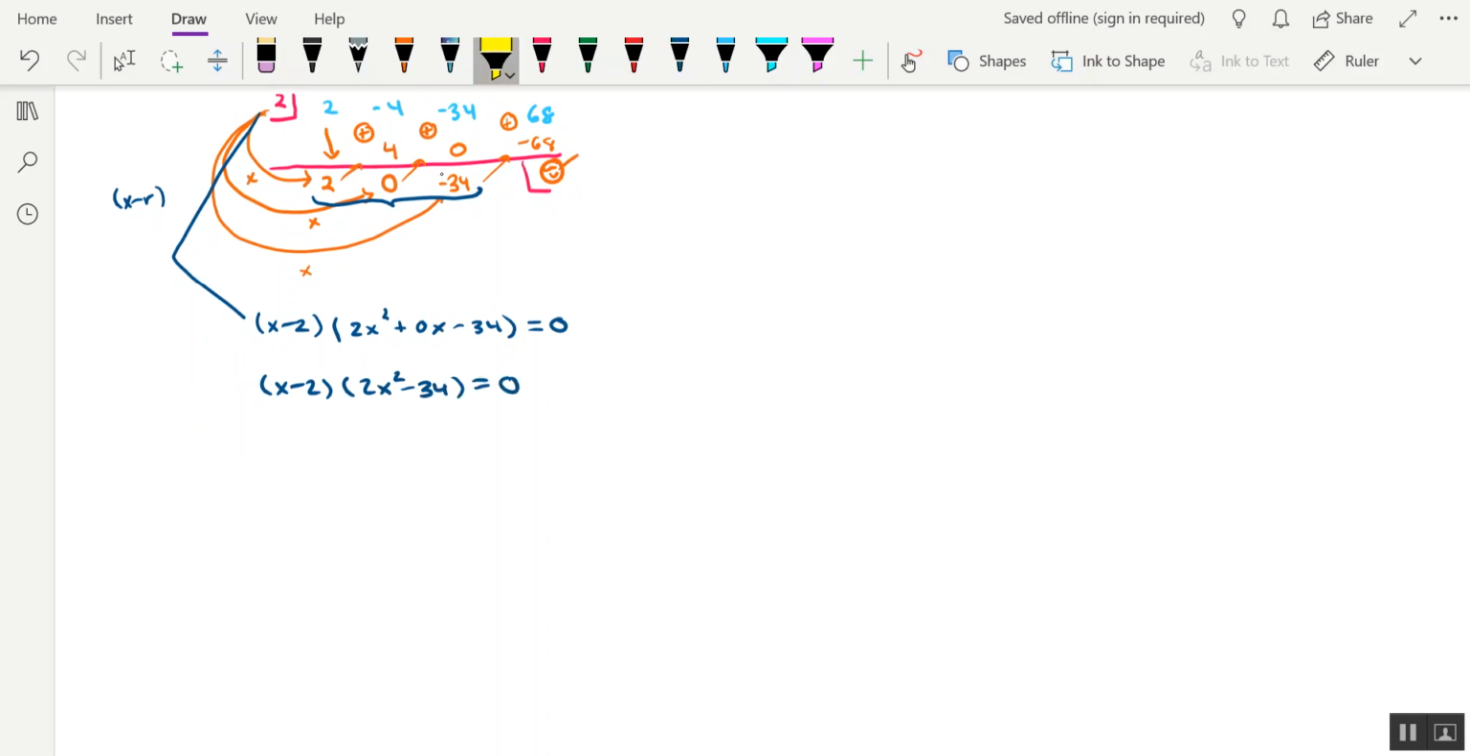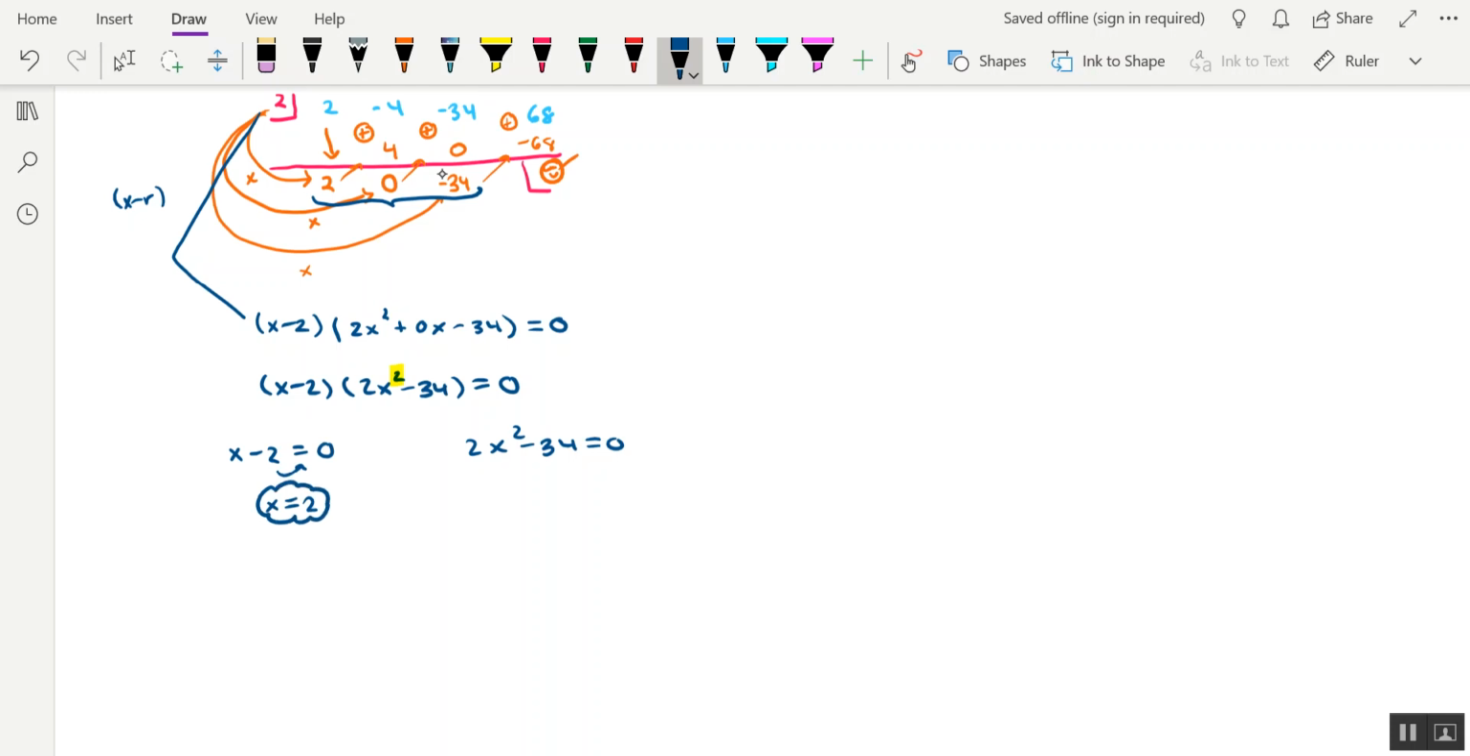As soon as you have broken down the polynomial to where one of your factors is a degree 2 polynomial, what I always recommend doing is just splitting up the factors and setting them equal to 0. So x minus 2 equals 0, 2x squared minus 34 equals 0. And we solve the equations independently. So this one, x equals 2, which we definitely knew.